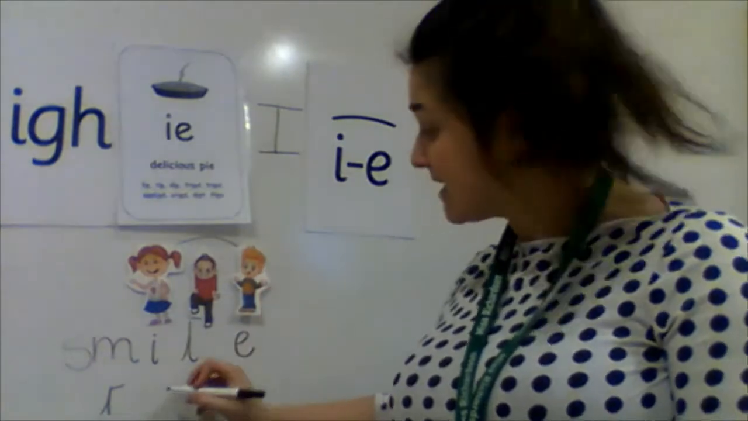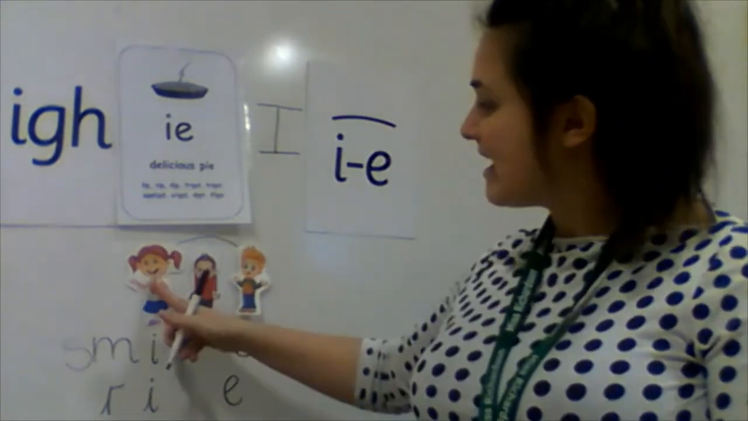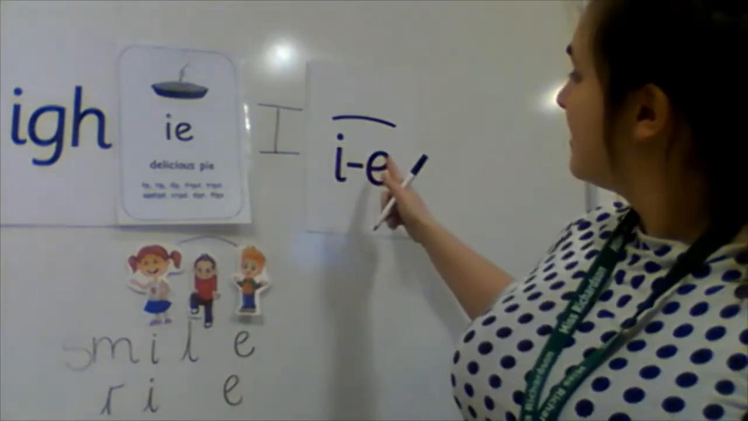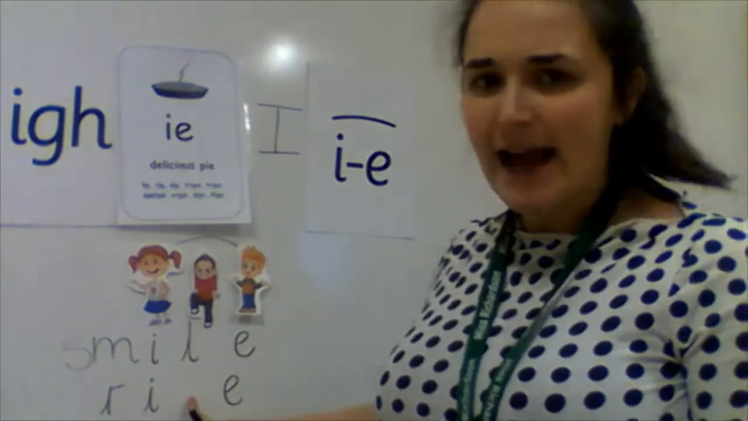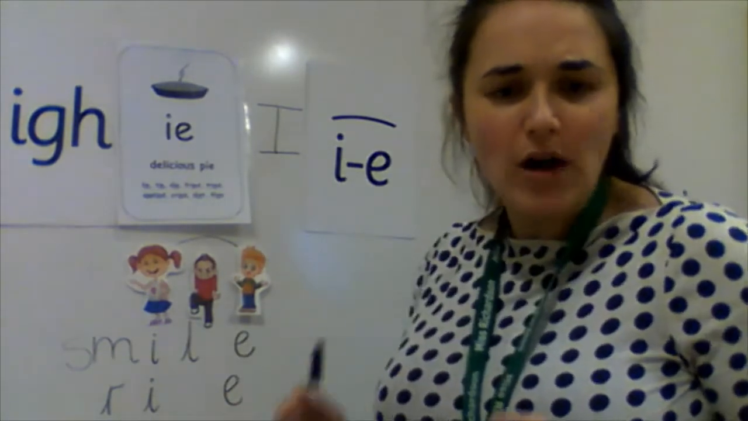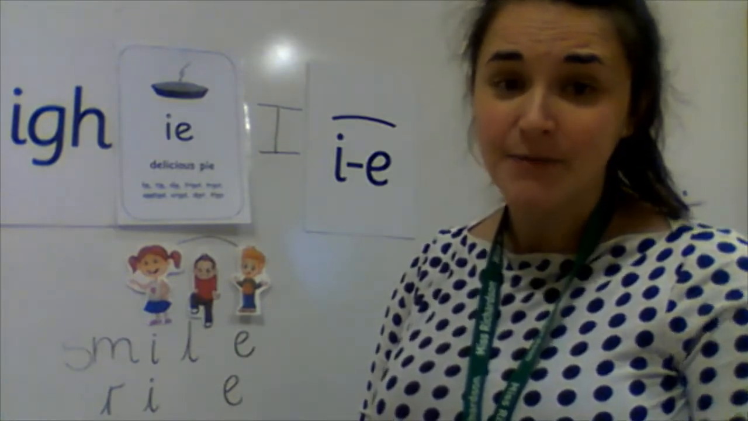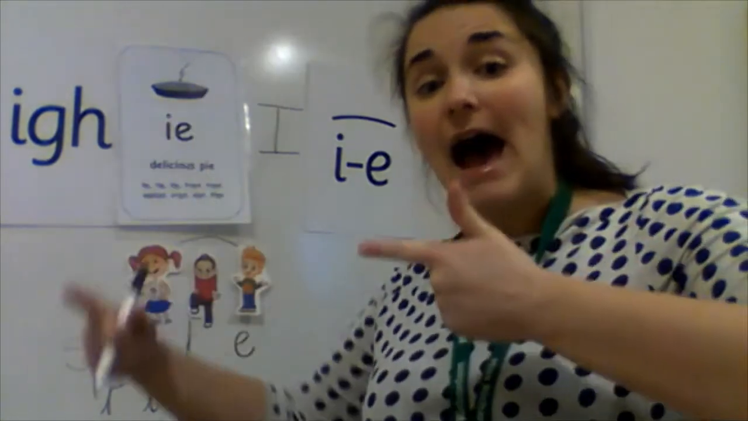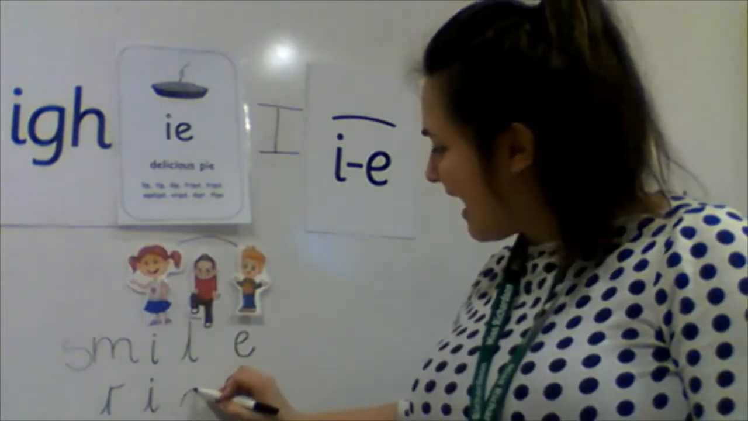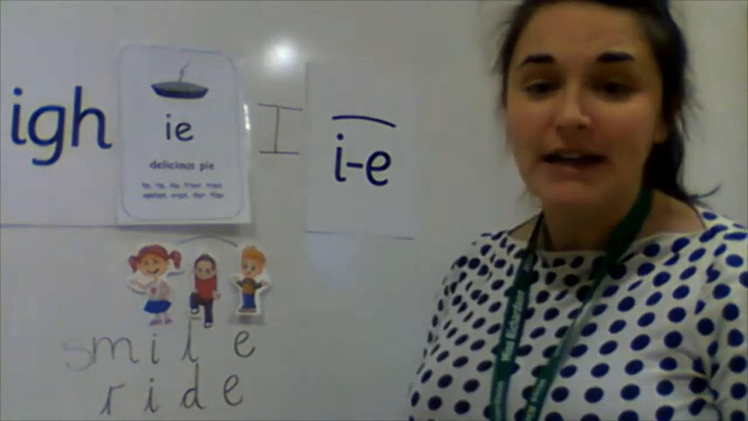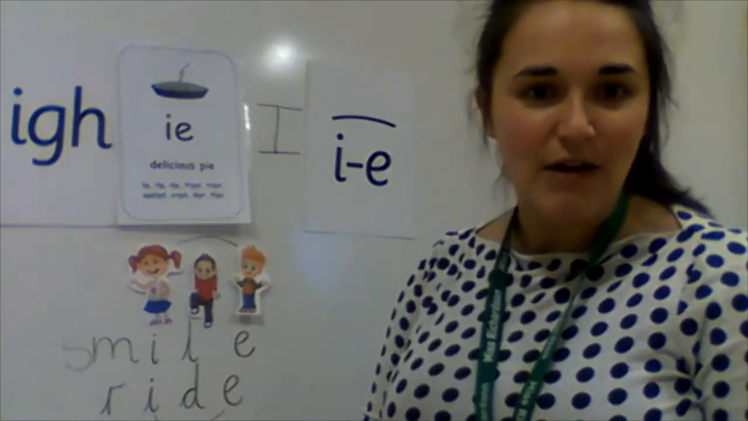I. Here's my split digraph. The 2 friends, the I and the e, but they are split up. What sound is splitting them up? What sound is pushing in the middle in the word ride? I. D. Well done. I need to put the D in the middle. And here is my split digraph.